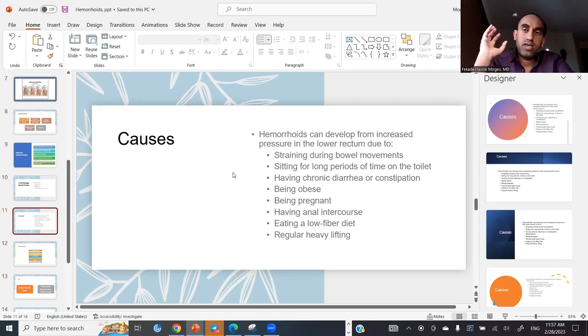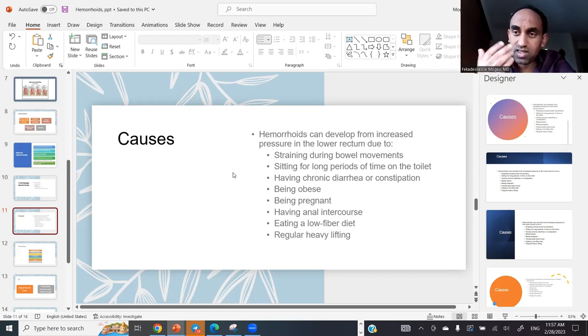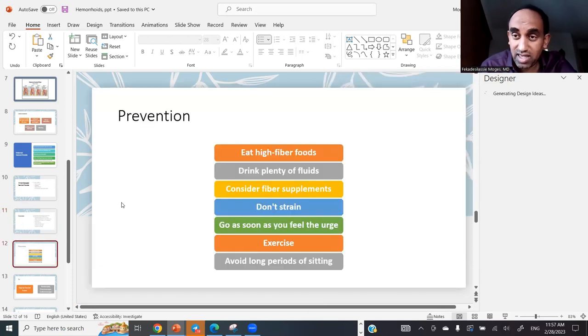So stay in the toilet only as long as it is necessary. Don't overstrain. If you feel something, just evacuate. If there is nothing, leave the room, okay? That's a basic principle. Most people, especially those with constipation, would be sitting in a toilet for hours and hours, minutes and minutes, continuously straining. That strangulates those veins, and makes them dilated and tortuous, and eventually they develop hemorrhoids. Prevention: eat high fiber foods, drink plenty of fluids, consider fiber supplements, don't strain too much, go as soon as you feel the urge.